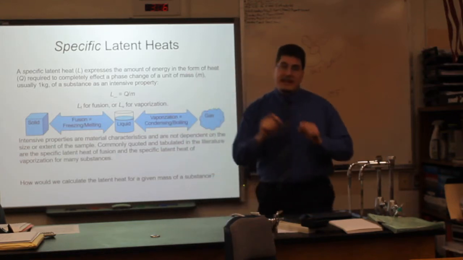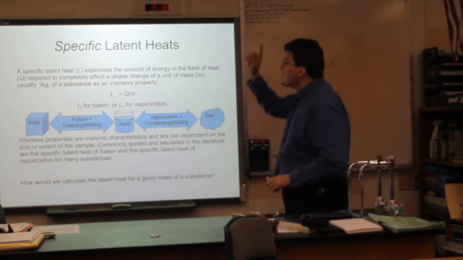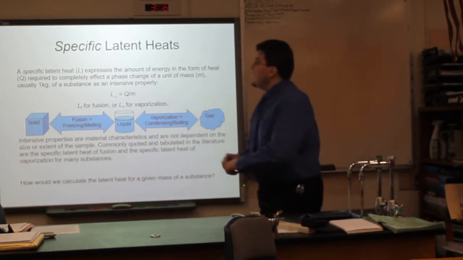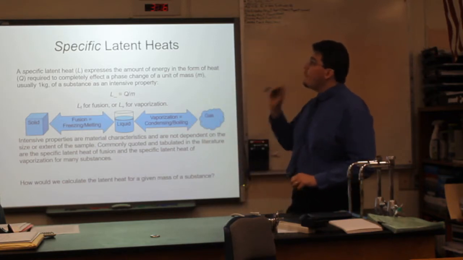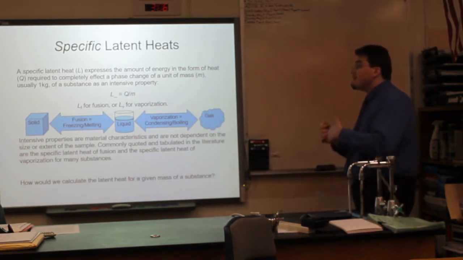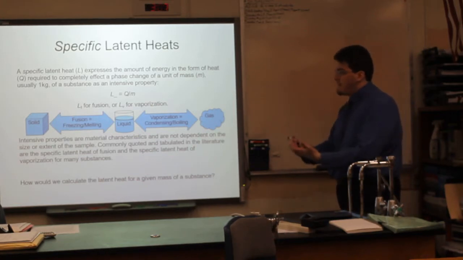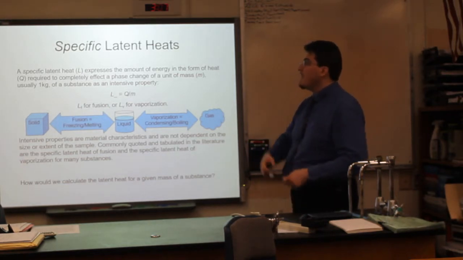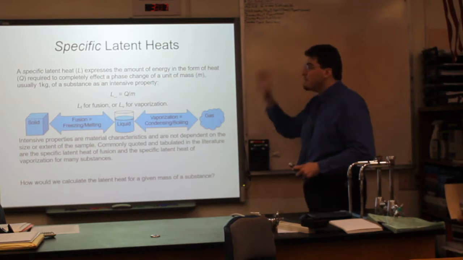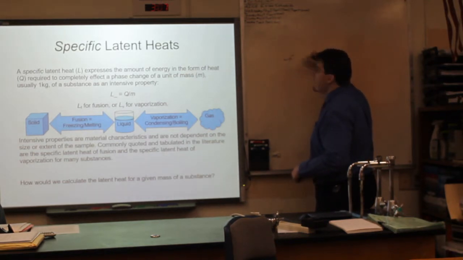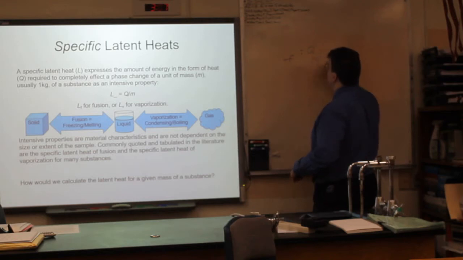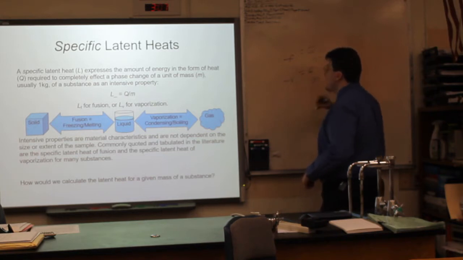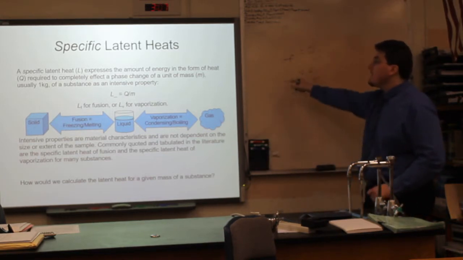So, the specific latent heat, which is what you will be tested on, the specific latent heat is L. It expresses the quantity of energy in the form of heat Q required to completely affect a phase change of a unit of mass m. This is usually 1 kilogram for all intents and purposes. That's what you'll be working with. Of a substance, this is an intensive property. So LF is Q over m, and LV is Q over m. That is your latent heat of fusion and your latent heat of vaporization.